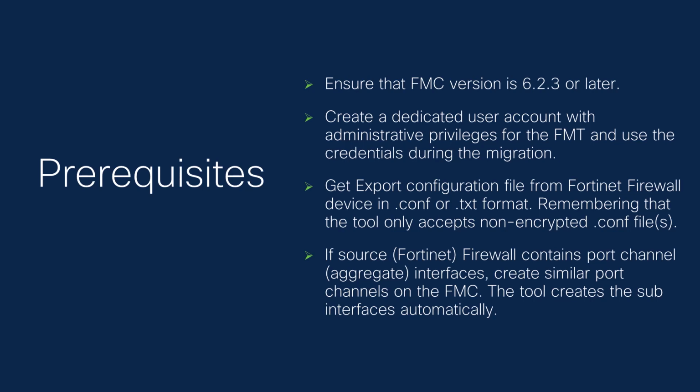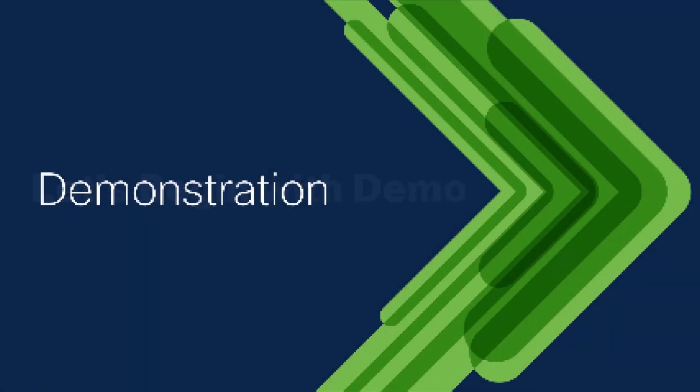Third, get the export configuration file from the Fortinet Firewall in .config or .mix format. FMT also accepts output from CLI or GUI exported configuration. Ensure you are not uploading hand-coded configuration. Last, if the source Fortinet Firewall contains port channels or aggregate interfaces, create a similar port channel on FMC. Then the tool creates sub-interfaces automatically.